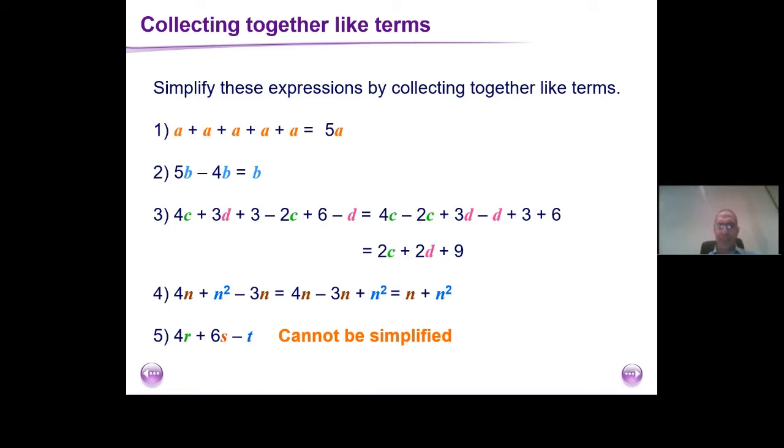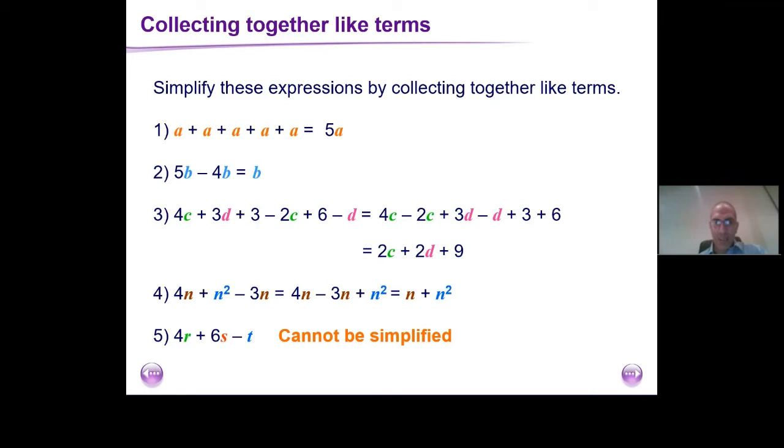And finally, the next example, it says 4n plus n squared minus 3n. Now, n and n squared are not like terms, because n squared has a power of 2 and n doesn't, and those numbers will be different. So, for example, for any number apart from 1, if you were to say n was 2, 4 times 2 minus 3 times 2, that would be 8 minus 6, which would be 2. But if you added the n squared to this, it would be 4 and not 2 that you're adding.